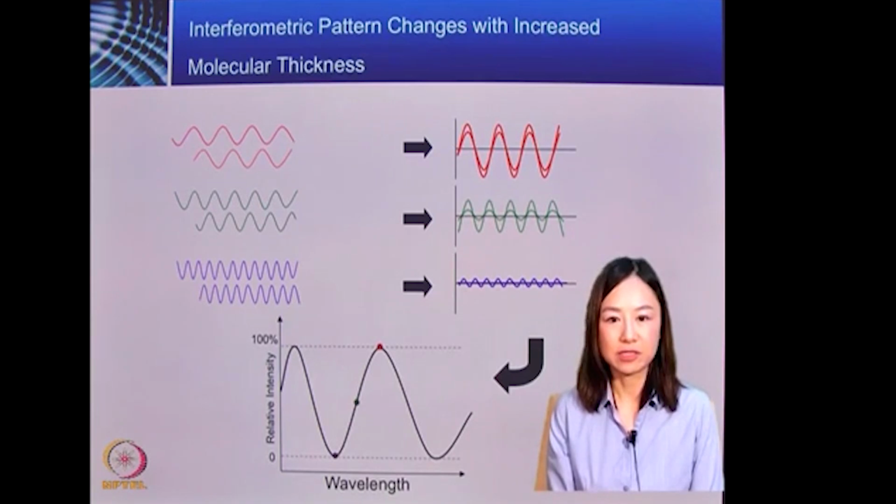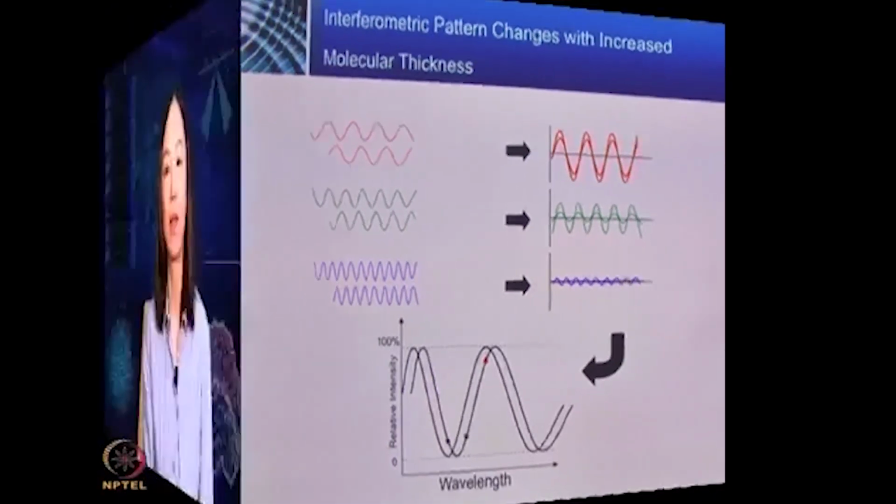The distance of the shift is proportional to the size of the molecules on the membrane, the amount of molecules bound to the membrane, and also the density of the molecules bound on the membrane. So the system will monitor this wave pattern shift in real time, and from there we can understand the details of the biomolecule interactions.